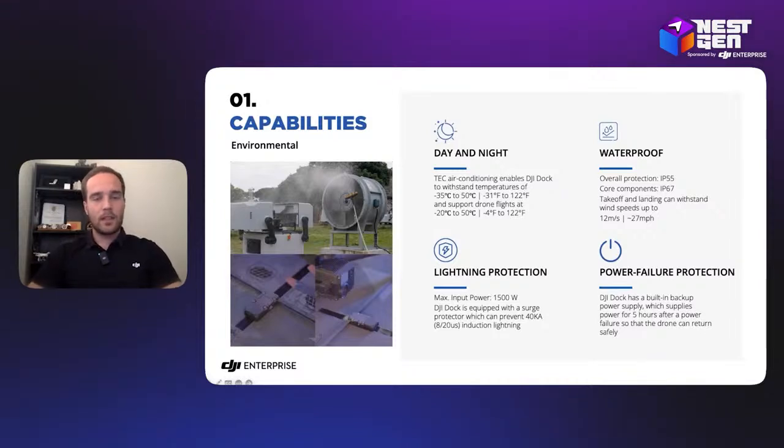Lightning protection is included as well, alongside power failure protection. The DJI Dock has a built-in backup power supply battery, which can supply power for 5 hours after power failure so the drone can safely return home.